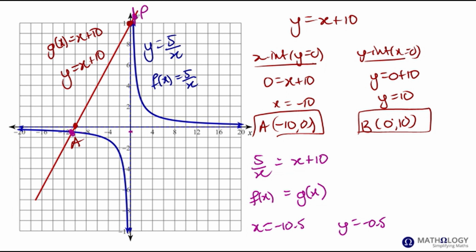And then you'd estimate P as well. So this would be Q. And then you'd estimate, depending on how accurately you've drawn your graph, the x coordinate of P and the y coordinate of P.